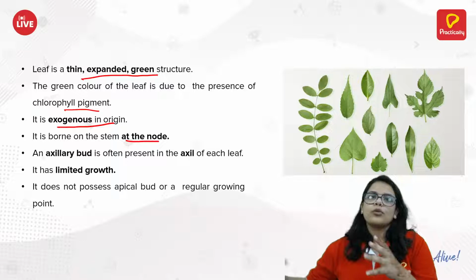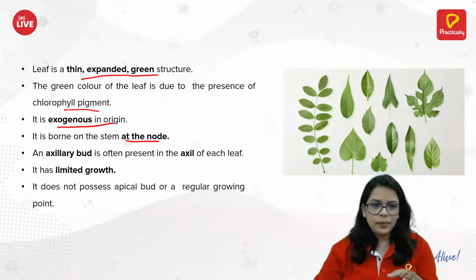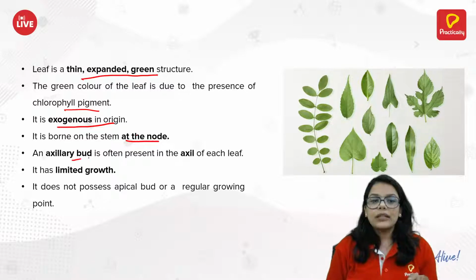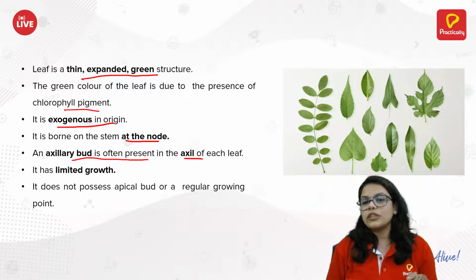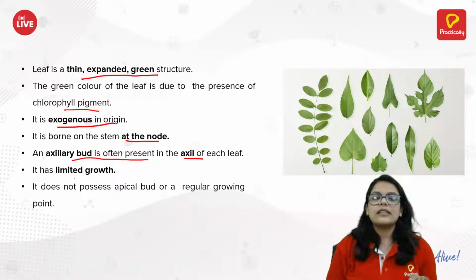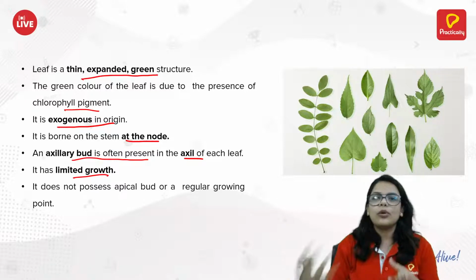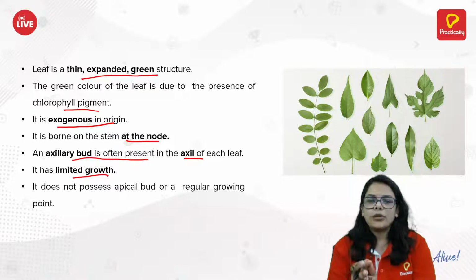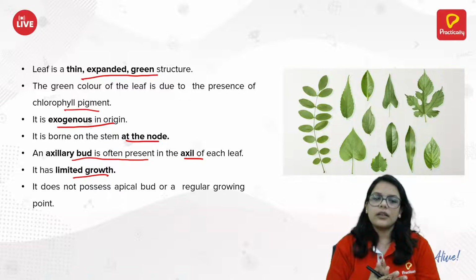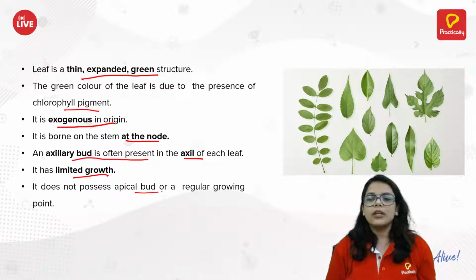From there the branches come out, from there the leaves come out. An axillary bud is often present in the axil of each leaf, and it has limited growth. Up to some point only it will grow. It is not that leaves will keep growing. Up to some size only it will grow, and it does not possess an apical bud or regular growing point.